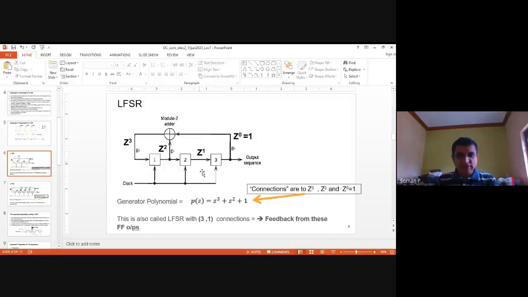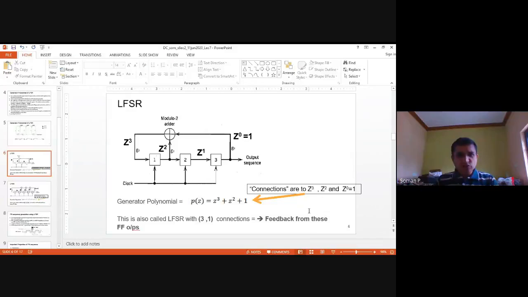That's why you don't have anything related to z raised to 1. You have one term, z square, that is coming from here, because the feedback is only coming from the first flip-flop output and the third flip-flop output. So this is z cube plus z square. The z raised to 1 term is 0 and z raised to 0 equals 1. So that is mentioned here.